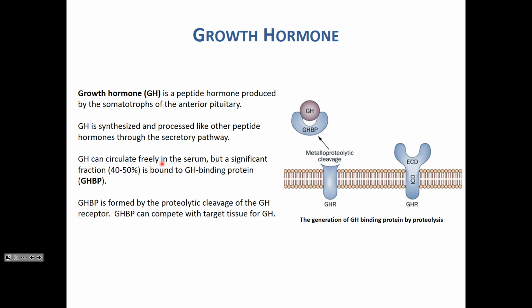The one thing interesting about growth hormone is that it's not really dissolvable in water. So a lot of it is going to be bound to growth hormone binding protein. And what's interesting about that is that the growth hormone binding protein is actually generated by a proteolytic cleavage of the growth hormone receptor itself. So it's cleaved, and that's the binding protein. At the level of target tissue, this growth hormone binding protein can actually compete with the target tissue for growth hormone because it has the same affinity as the hormone receptor.